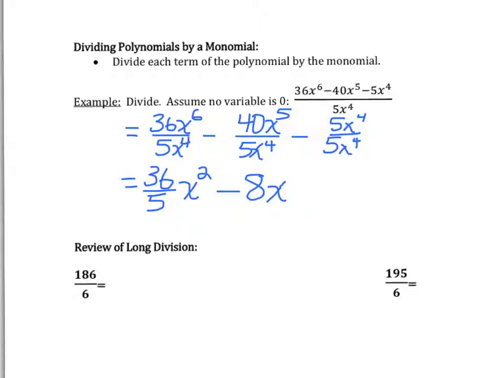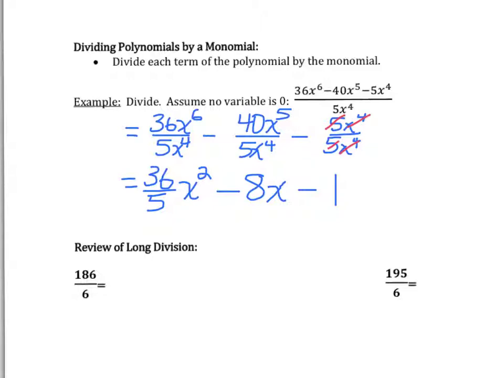And then over here in our last term, I have 5 divided by 5, which is 1, and x to the 4th divided by x to the 4th, which is 1. And so everything cancels there. Remember, it's not 0, it is 1 when you cancel, when you have multiplication and division. And so my polynomial here is going to be 36 over 5 x squared minus 8x minus 1.